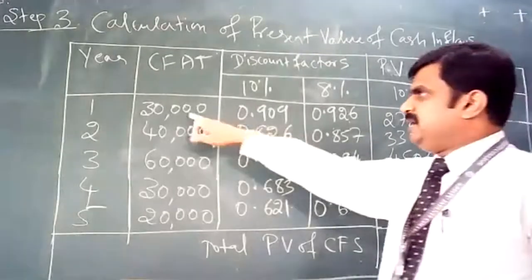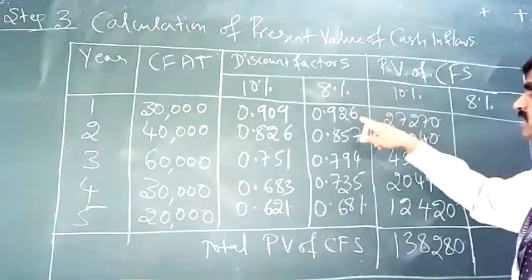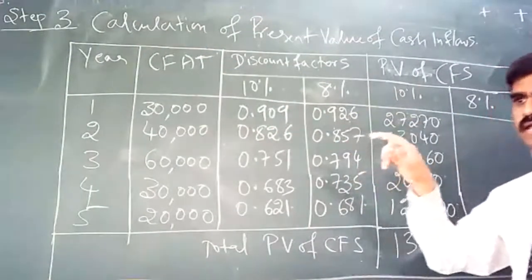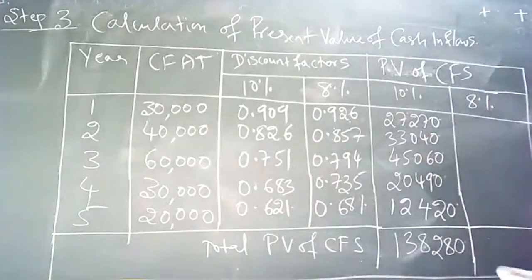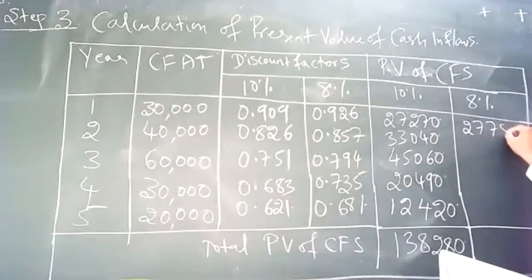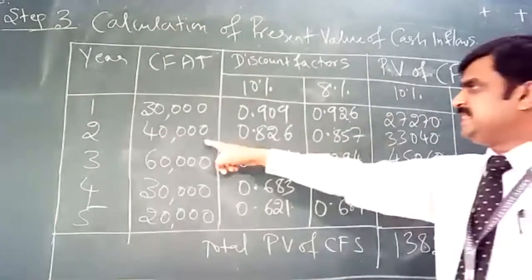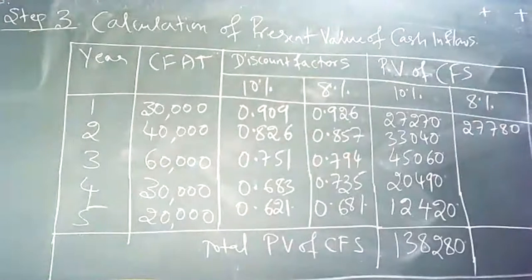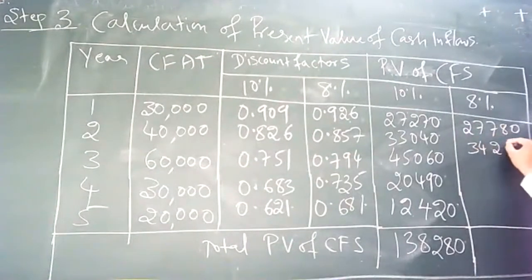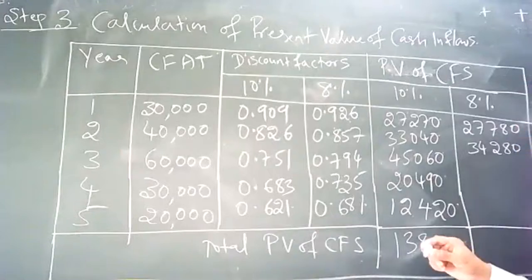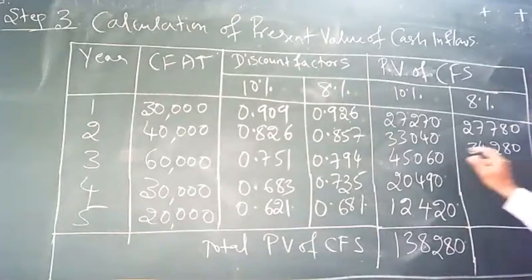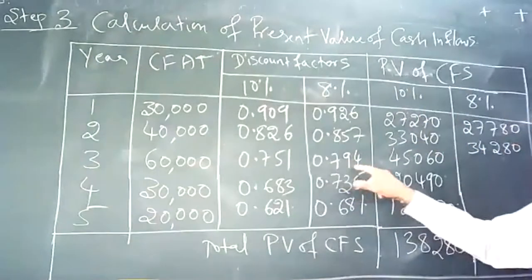Now again you multiply 30,000 into the discount factor for 8%. For the first year it is 0.926. Multiply. How much do you get? 27,780. Next, 40,000 into 0.857. 34,280, sir. Yeah, correct. Next, 60,000 into 0.794.